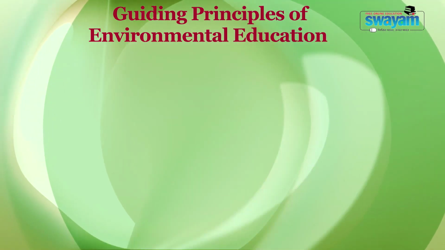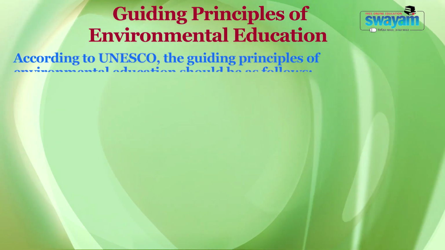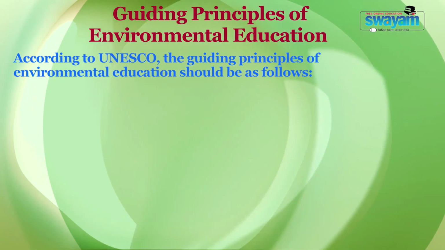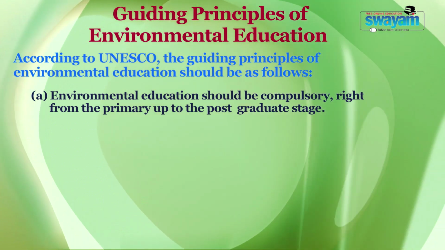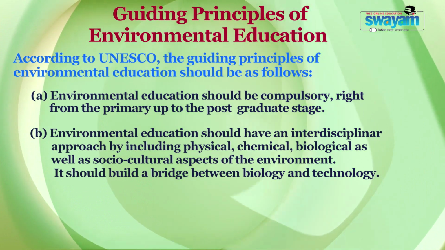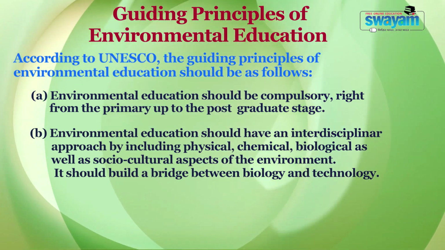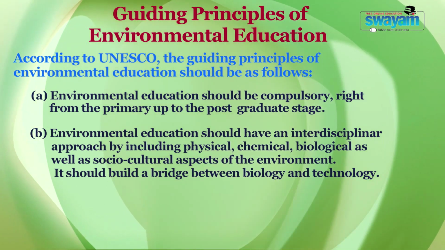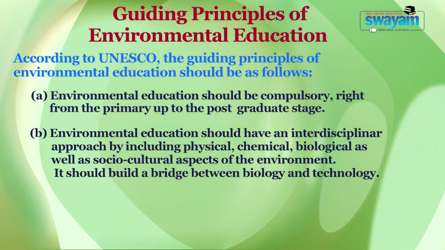Now let us see the guiding principles of environmental education. According to UNESCO, the guiding principles of environmental education should be as follows. Environmental education should be compulsory right from the primary up to the postgraduate stage. Environmental education should have an interdisciplinary approach by including physical, chemical, biological, as well as socio-cultural aspects of the environment. It should build a bridge between biology and technology.